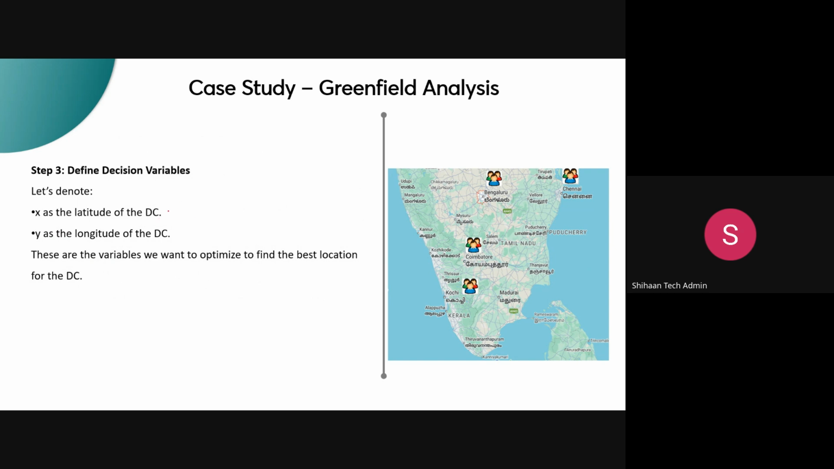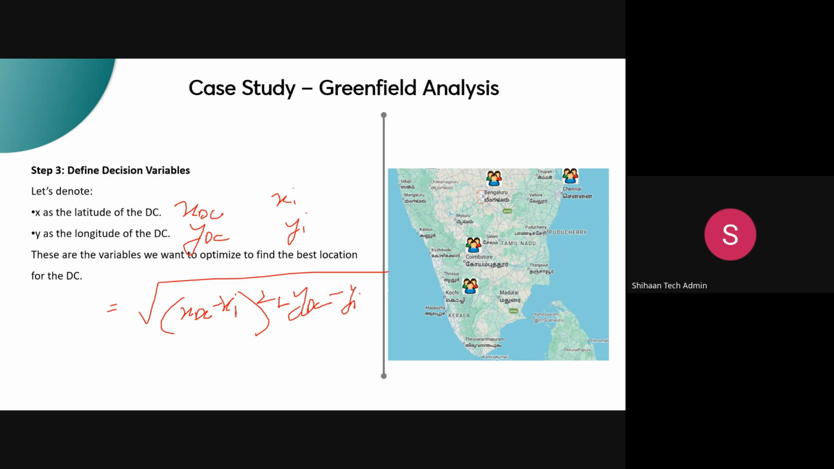Now if we call it XDC and YDC, in coordinate geometry, how will we calculate the distance between a marketplace, say Xi and Yi? Distance can be calculated like this: basically, your XDC minus Xi whole square plus YDC minus Yi whole square. And when you have 4 centers like this, you have to take the summation over all 4, so I goes from 0 to 4, and this is your distance.